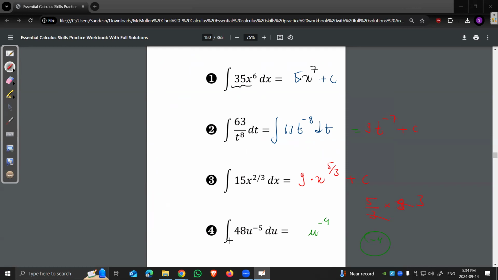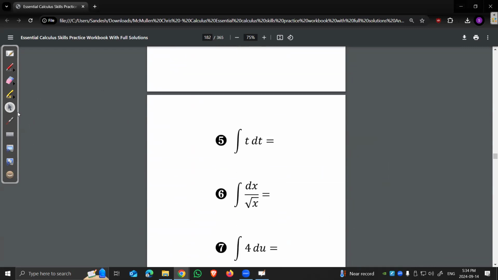Is this making sense to you? Yeah. Is this difficult? Not really. It's just the opposite of derivative. That's the best part. It does get harder though.